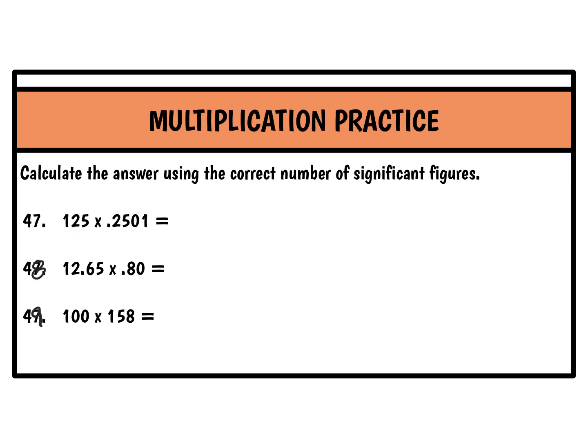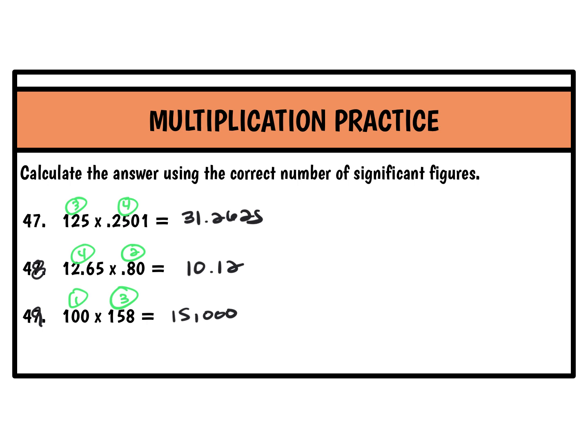So just like we did before, here's a whole page, and we're going to do multiplication. I just want to remind you, we want to go with the fewest number of sig figs in the numbers that are being multiplied for our final answer. So go ahead, pause this video, solve these problems, and come back and check your answers.